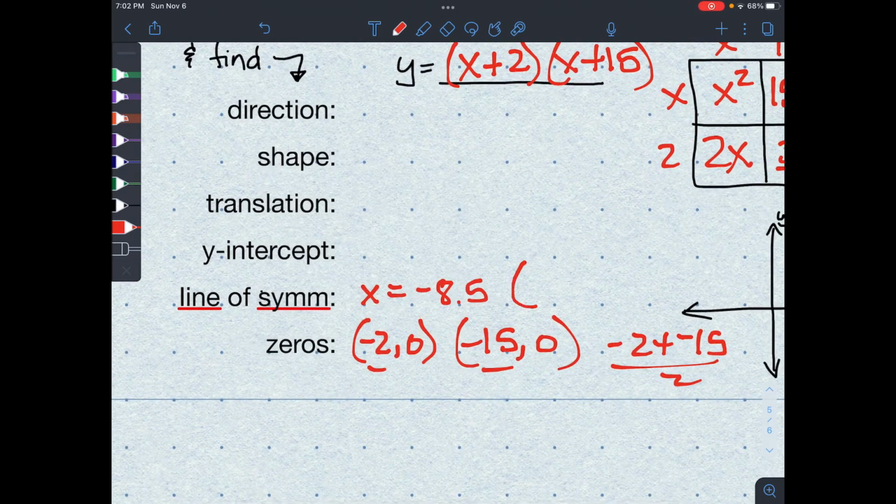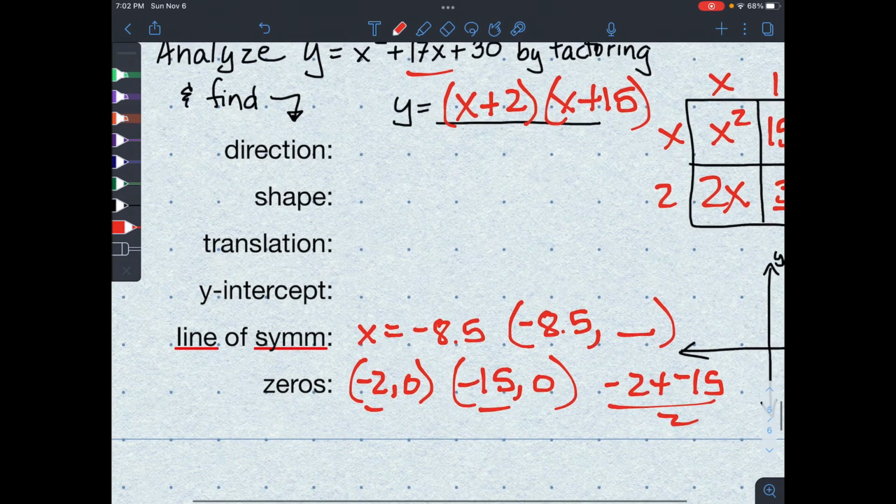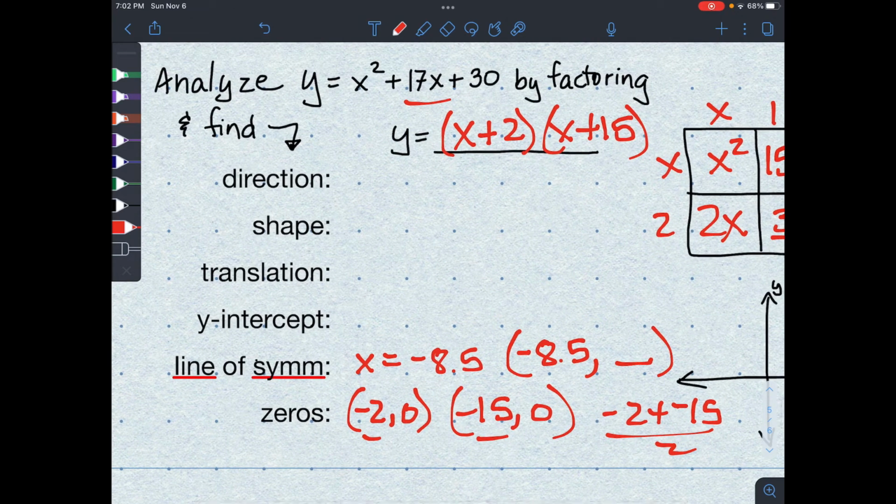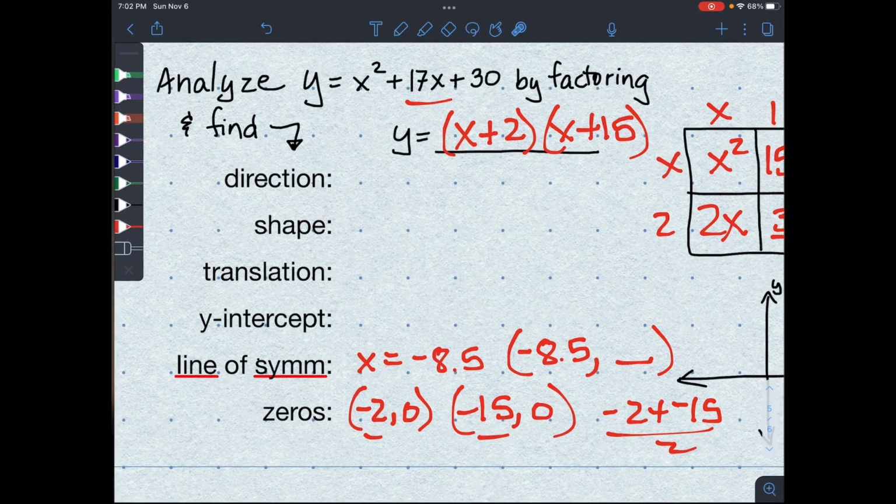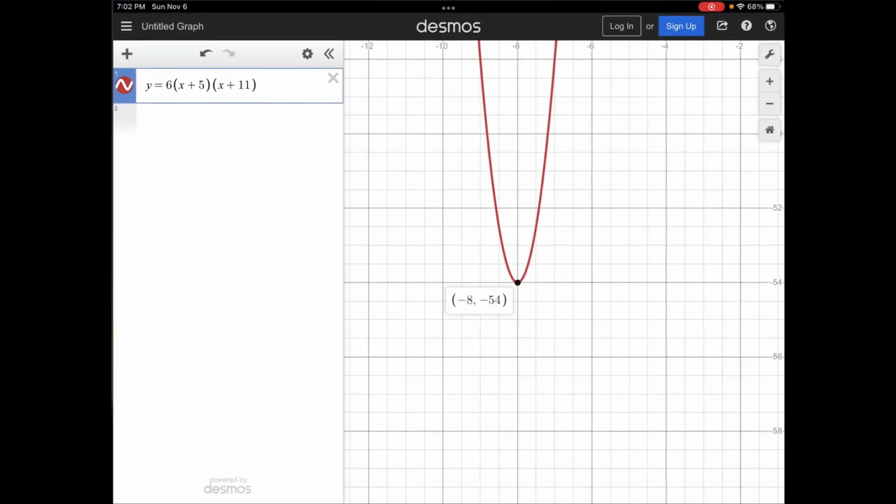Now we can get our vertex, which I forgot to list here, but it's something we need to always find because it's the most important. All right. So now I need to plug in negative 8.5, and you have an option. You can take the negative 8.5 here and here, or you can take it up to here and here. I think I'm going to take it to that top one. Looks maybe a little bit easier.